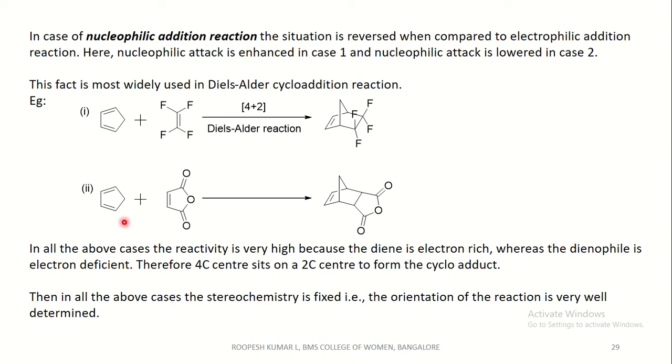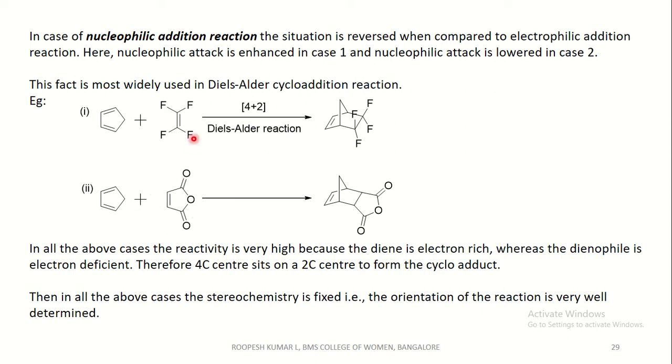Coming to the second example, diene reacts with dienophile, that is a 4 plus 2 cycloaddition reaction. We get a cycloadduct. This is a pentadiene. This is maleic anhydride. In all the above cases, the reactivity is very high because the diene is electron rich. This is a diene, whereas the dienophile is electron deficient.